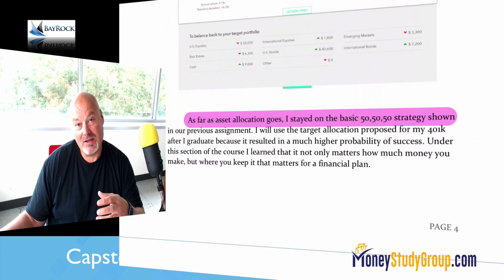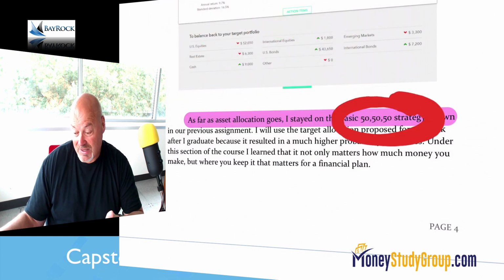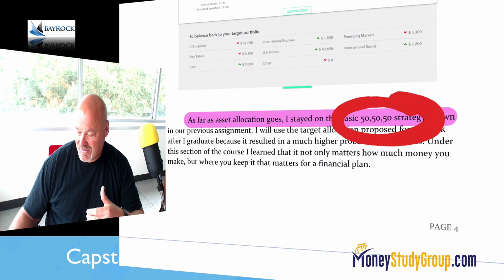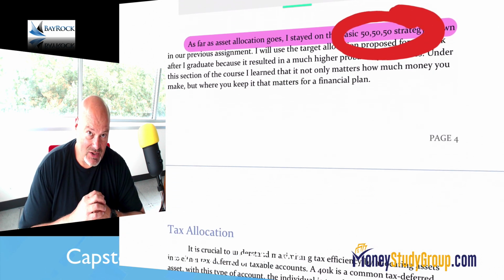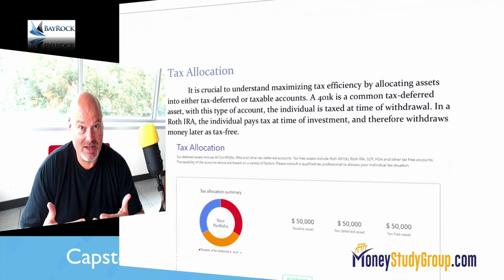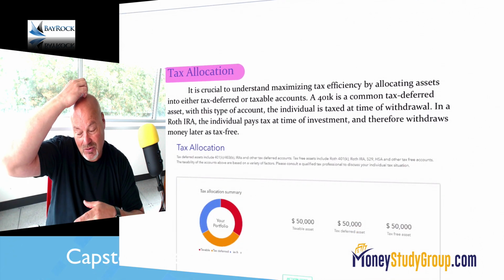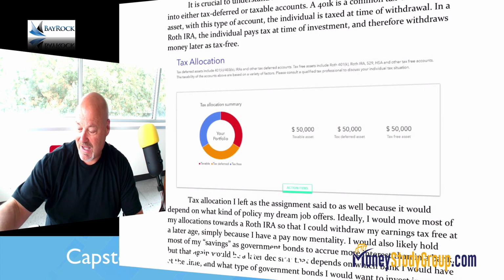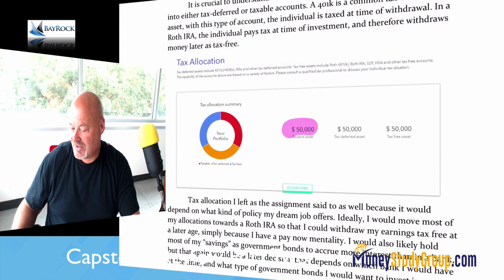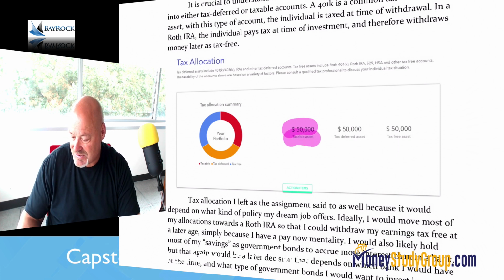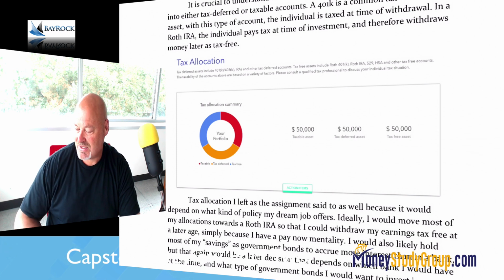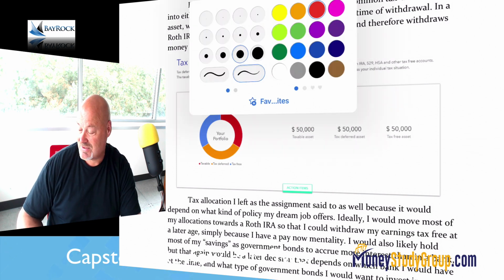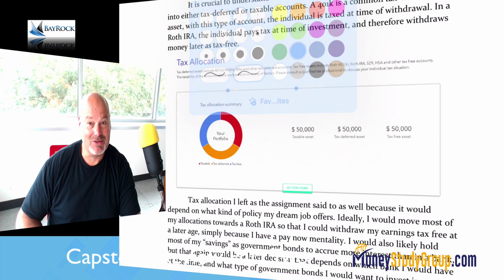I don't expect you to get this perfect, but this student did make some mistakes here in asset allocation. And in this section, they talked about tax allocation, which is different than asset allocation. So again, I don't believe I marked this student down, but I wanted to just highlight that in this video. As far as asset allocation goes, the student says, "I stayed on the basic 50-50-50 strategy," and that's not really a strategy.